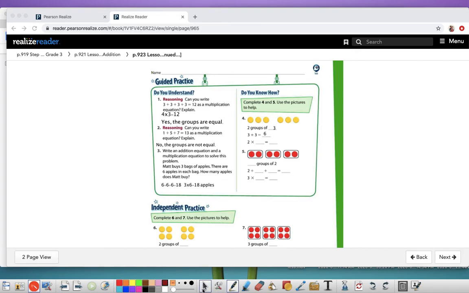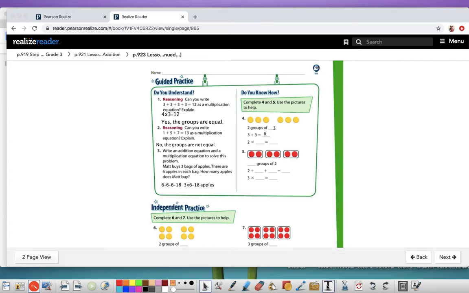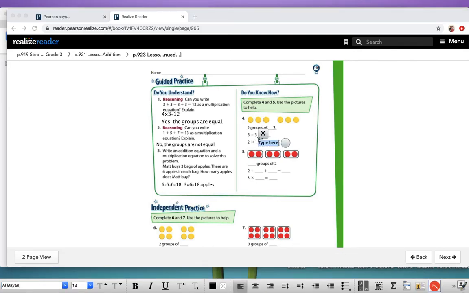Okay, there we go. We're fine now. Now it says 2 times what? How many are in each group? Now we have 2 groups. How many are in a group? 3, that's right. 2 times 3. So now we're going to put here 2 times 3, equals what? 6.